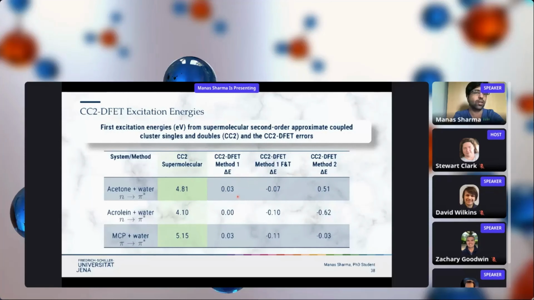And then if you look at the errors associated with different methods, you notice that method 1 performs really great with only a maximum error of 0.03 electron volts. And this is pretty interesting, as when we also employ freeze and thaw, then actually the results get slightly worse. So this means that there's some kind of error cancellation happening in method 1. And method 2 actually performs the worst. It's still not that bad, but of course, if given a choice, we'll pick method 1 anytime.